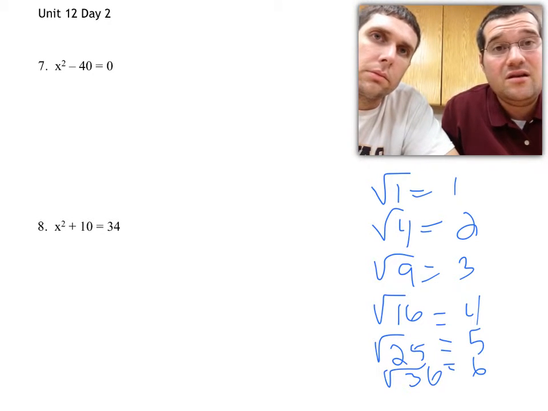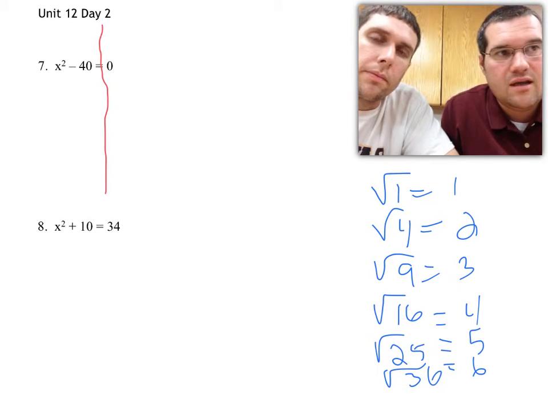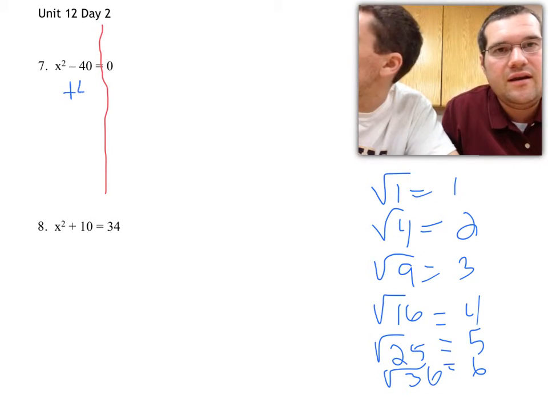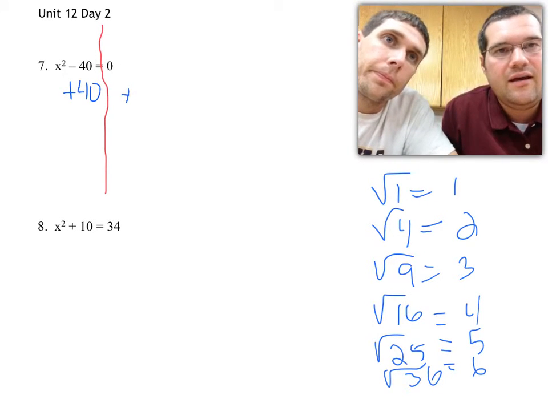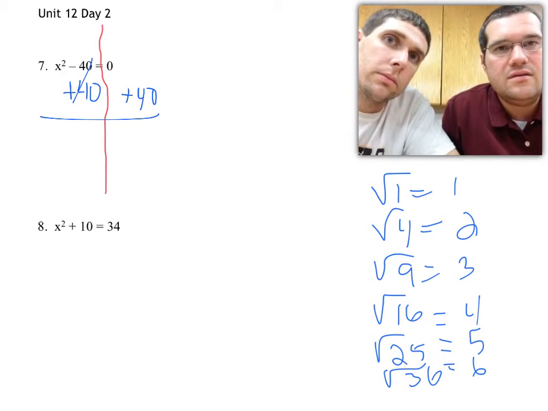And like I said, it is an equation, so I'm going to draw my river. And I want to get this x by itself. Same deal as before. So the first thing I want to do is get rid of whatever's with my x squared, and that's my negative 40, so I'm going to take the opposite of that and add 40 to both sides. These cancel out. I'm left with x squared equals 40.